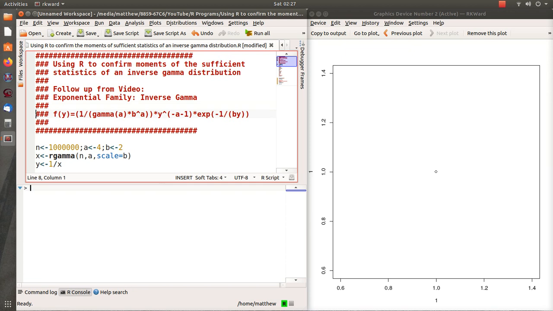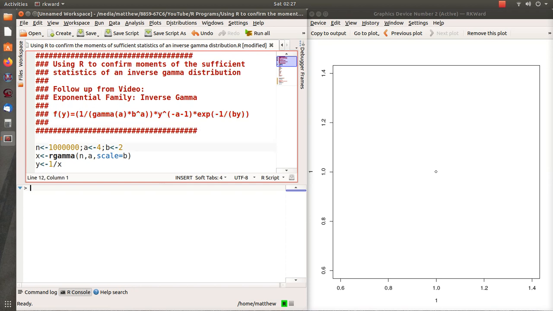And so this video will be using R to confirm the moments of the sufficient statistics of an inverse gamma distribution. Now, it should be noted that the gamma distribution that I like to use has the beta, or B in this case, in the denominator in both of these cases. It's also common to have it in the numerator, so this would be in the numerator.